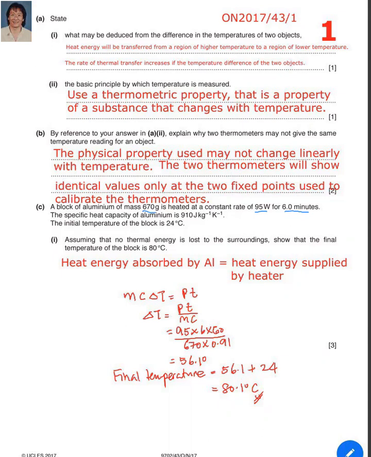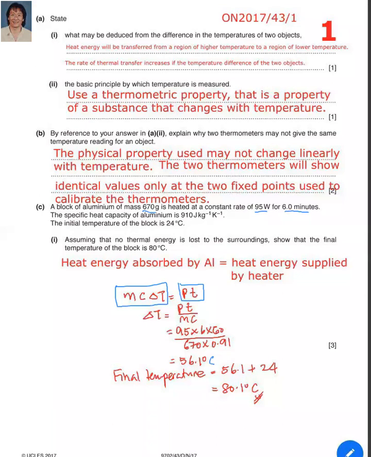The heat energy absorbed by the aluminium is supplied by the heat energy provided by the heater. The heat energy absorbed by aluminium is given by the formula mcΔT, whereas the heat energy supplied by the heater is power times time in seconds. Therefore, ΔT equals Pt divided by mc, so equals 95 times 6 times 60 divided by 670 times 0.91. This will give you 56.1 degrees Celsius.